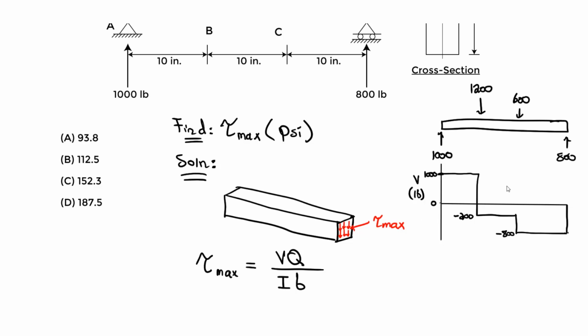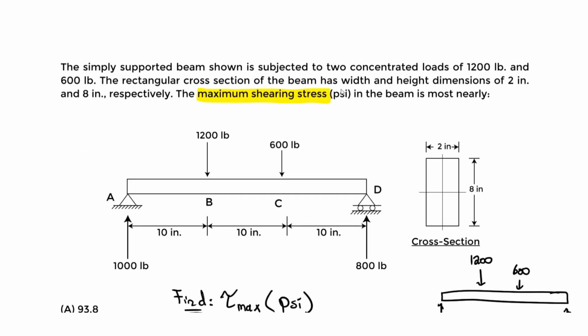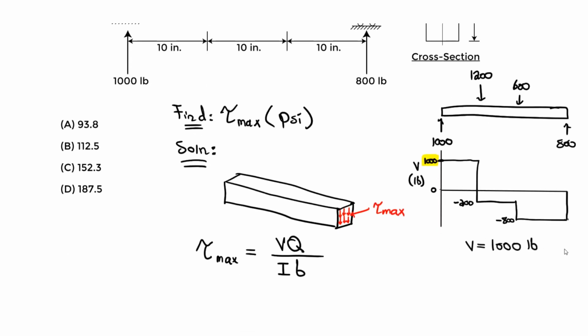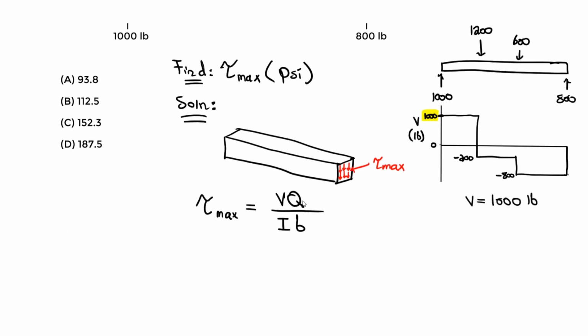So now this is the shear diagram, and all we do, just like we stated, is take the max value. This is the V value we use. It's the maximum value of 1,000 pounds, because the problem statement says maximum shear stress. So use your maximum shear force. That's the V value you have to use, that 1,000, and that's what we're going to put in there. So we took care of that one. Now let's move on to the next one, Q.